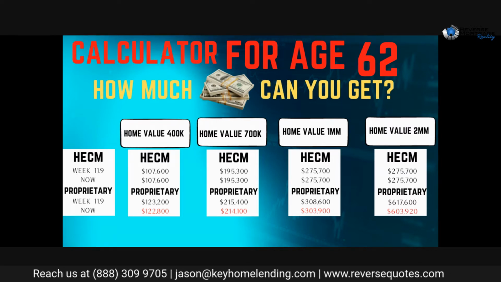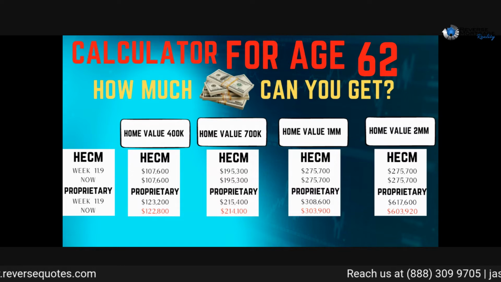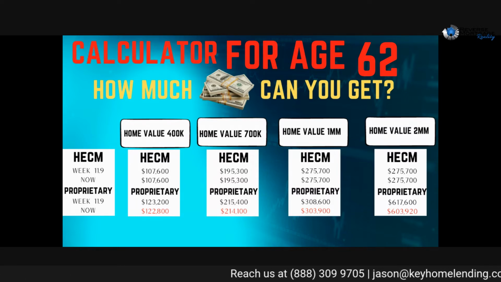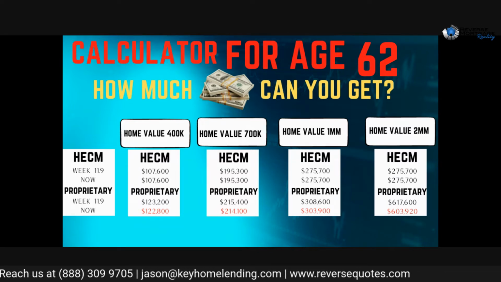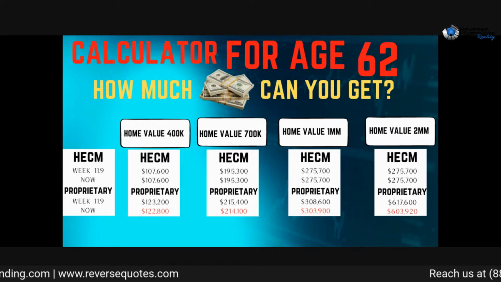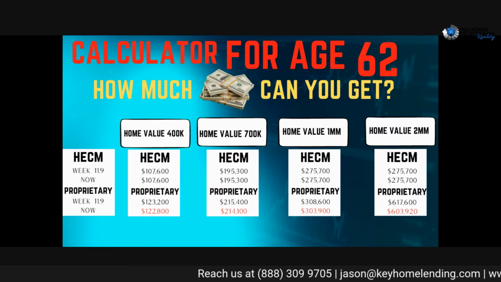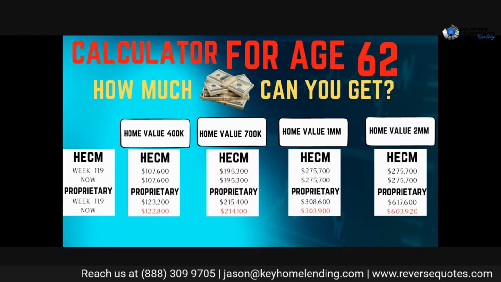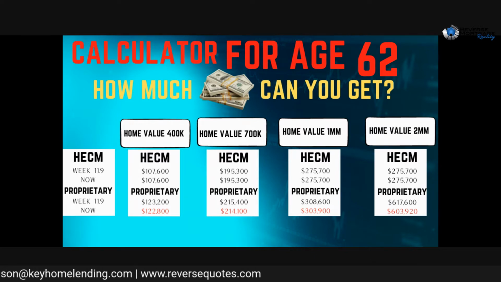So age 62. Now the HECM is in play because remember, you can get a HECM at age 62. So HECMs across the board, numbers are the same from last week to this week. And this is at age 62. For the proprietaries, we're very close at the smaller loan sizes, but as we get to the bigger loan sizes, once we hit $1 million, look at that, 303 versus 308. And at $2 million, we've got 603 versus 617. So really, if you think about it, it isn't a drastic change at the lower ages.